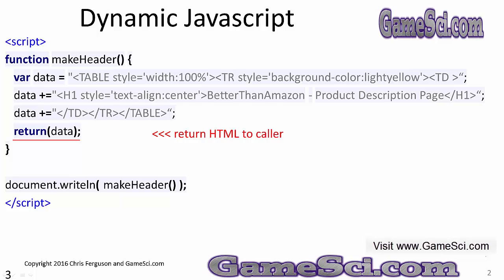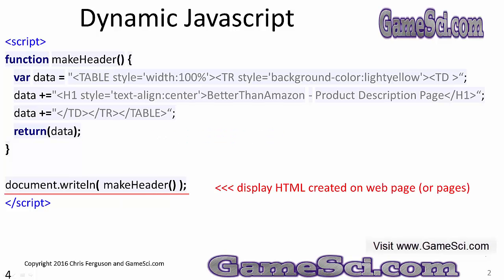Now, as we saw on the previous slide, one way to display that is to use document.writeLine. All I'm going to do is display the HTML created by the function makeHeader on the web page. An advantage of putting it in a function is if I have multiple web pages that are going to have the same header, I write the header once in that function, and then whenever I want to do it, I use a document.writeLine and put up that header. Again, with a function, we want to write once and use many times.